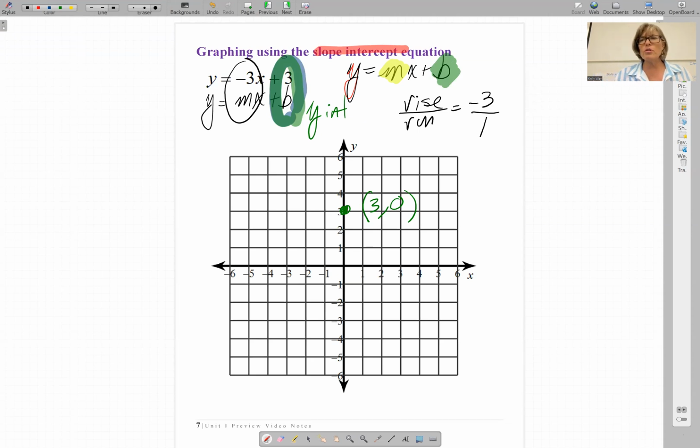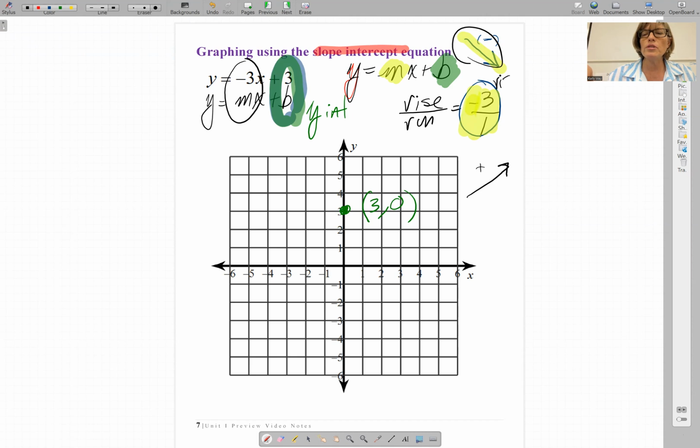Now here, a lot of students get really confused. Do I go up? Do I go down? Which way do I tilt this? Really simple. If it is a negative line, it's going to tilt downward from left to right. If it's a positive line, it's going to go upwards from left to right. We are dealing with a negative line, so you know this line has to tilt downward from left to right.